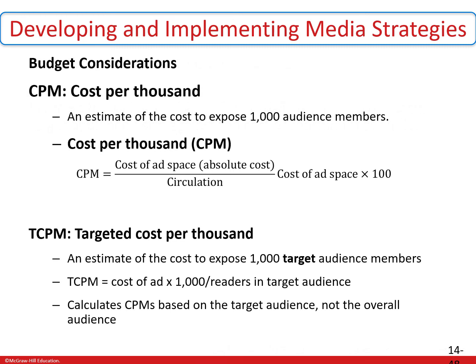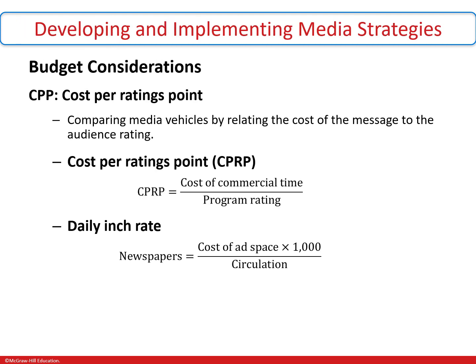Cost per thousand, or those are questions that you really have to consider. And here are the calculations for each of those terms: CPM, cost per thousand, targeted cost per thousand, cost per ratings point, and the daily inch rate. And of course, as you can imagine, daily inch rate is for newspapers.